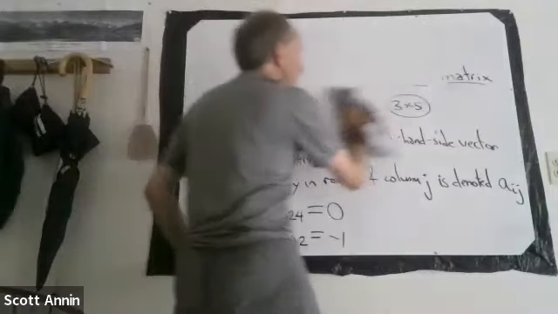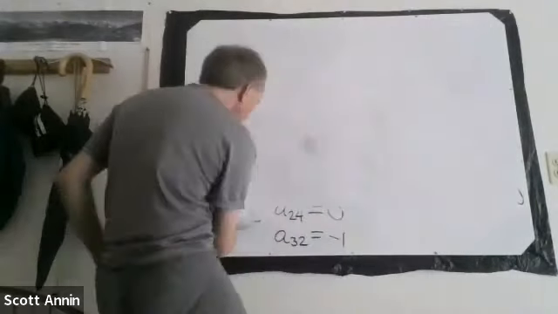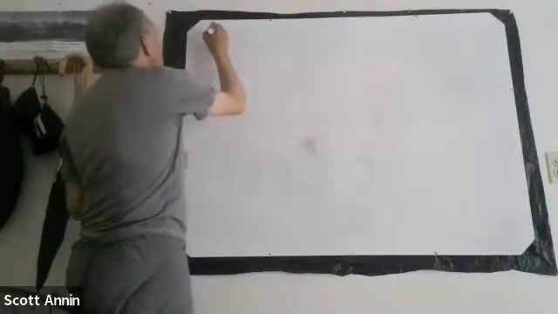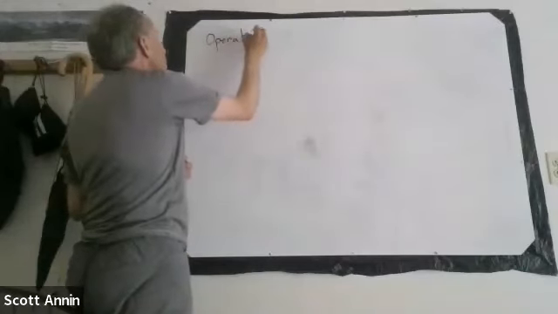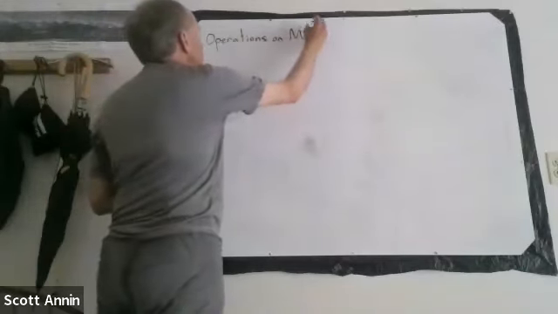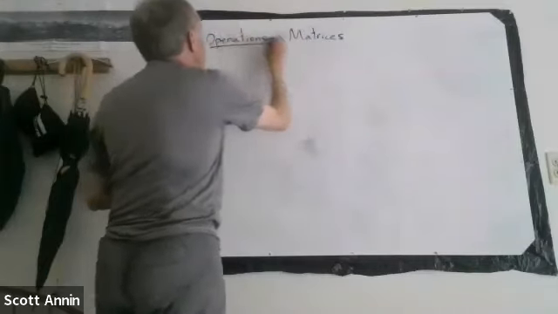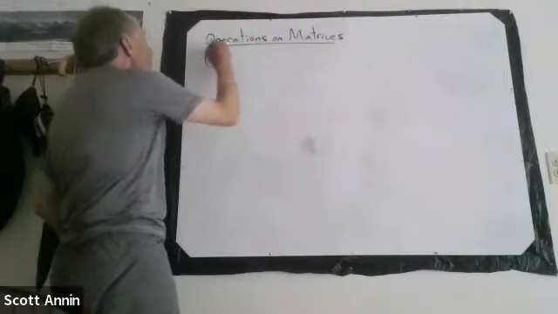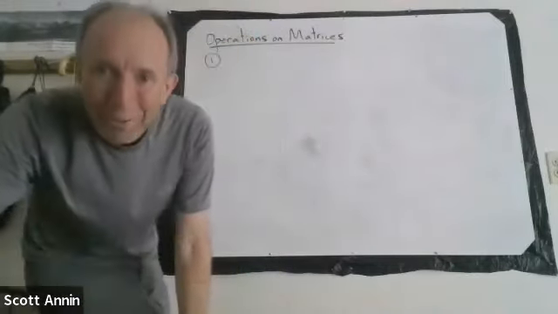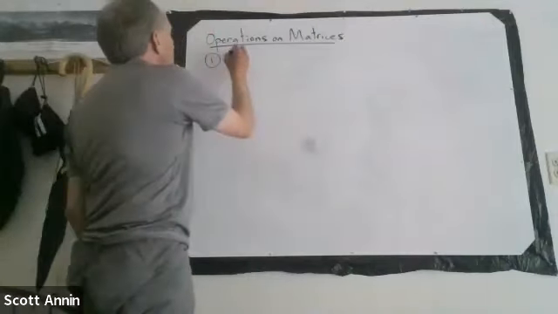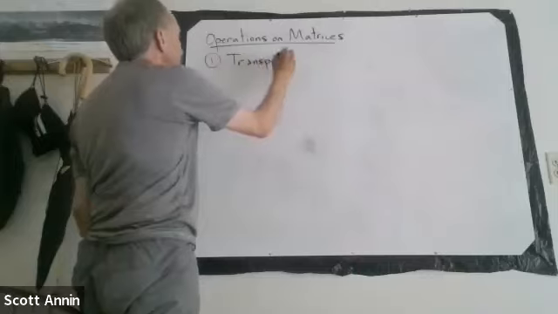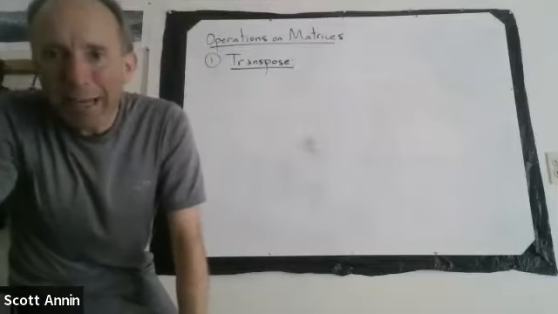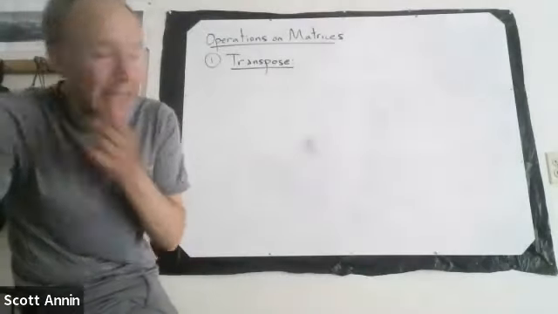I might just start all over here at the top. I want to talk a little bit about what are some things that you can do with matrices. So I'll call this operations on matrices. What are some things that we can do with matrices? There are actually a lot of things. I'm just going to highlight a few right now. The first one is we can do something called a transpose. We're going to see this quite a bit. It's actually quite important in the applications of linear algebra, so it's worth thinking about a little bit.